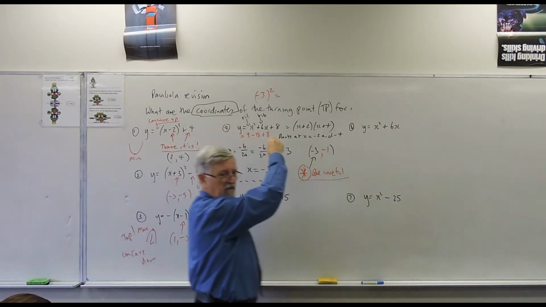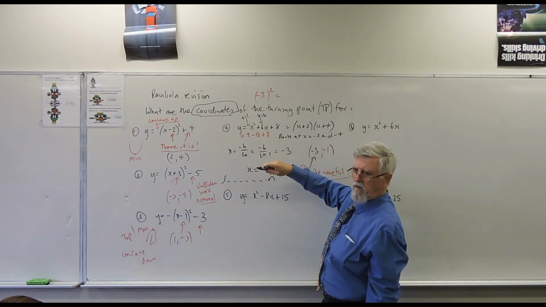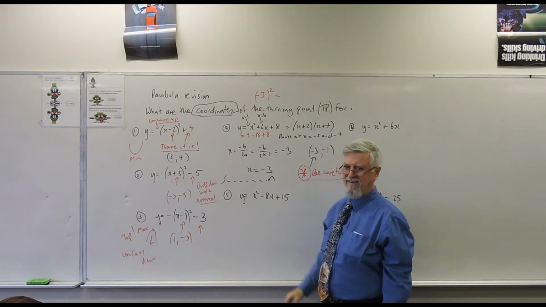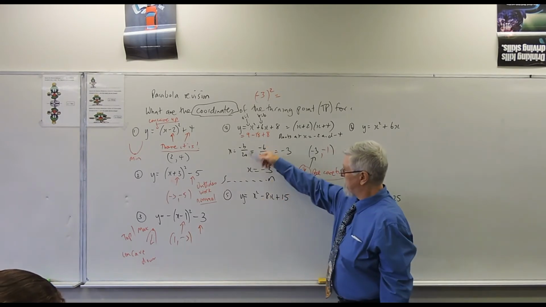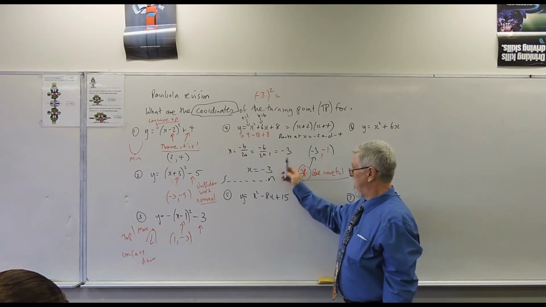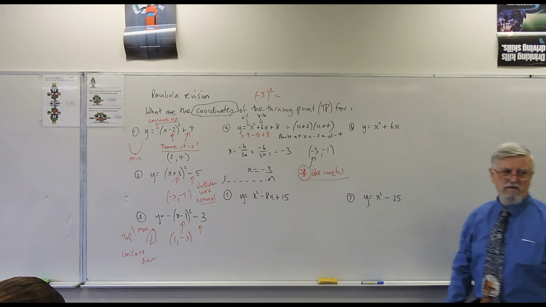This one wasn't written in that form. You could turn it into that form using some people's favourite topic, completing the square. But it's too fiddly, too annoying. So you can just go minus b on 2a. Once you get that answer, substitute, and you get just minus 3, minus 1.